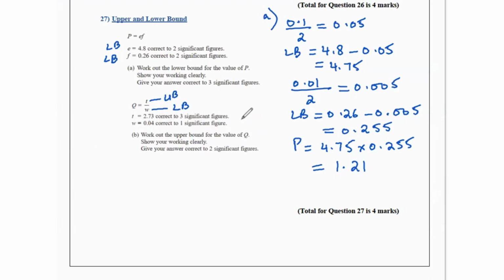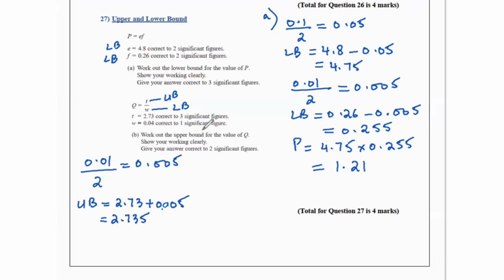So for the upper bound of T, same thing. It's correct to three significant figures. So the place value of the third significant figure is 0.01. So 0.01 divided by 2 is 0.005. So for the upper bound of T, we will do 2.73 plus 0.005, which is 2.735.